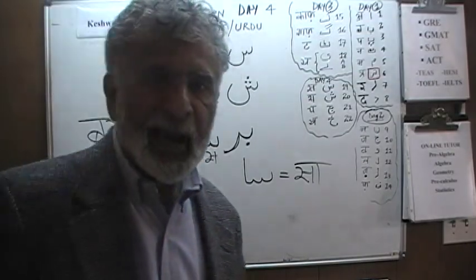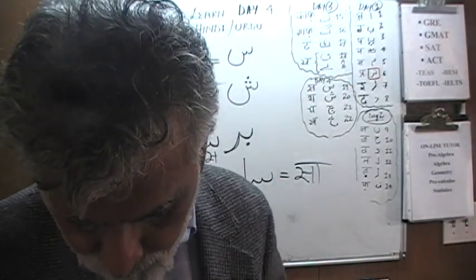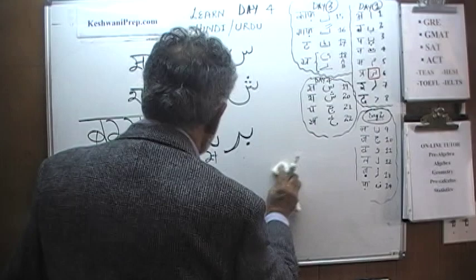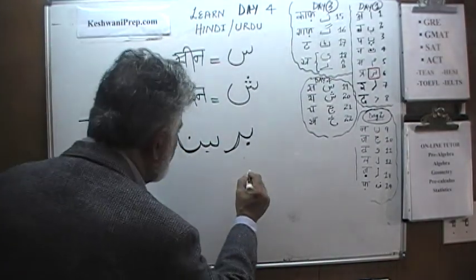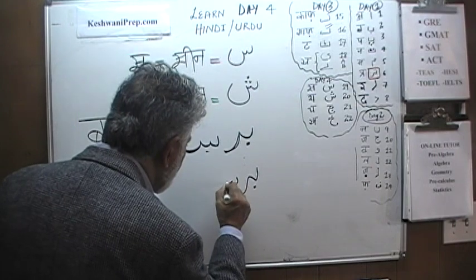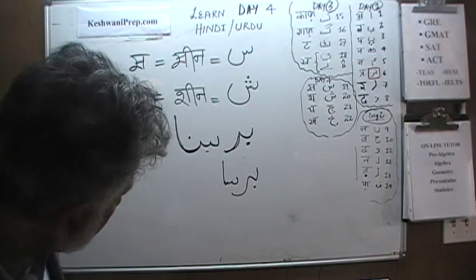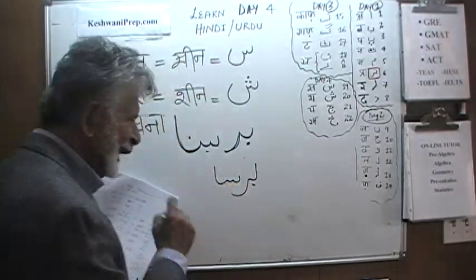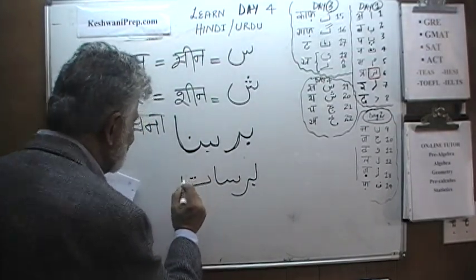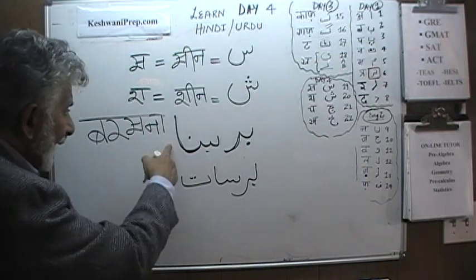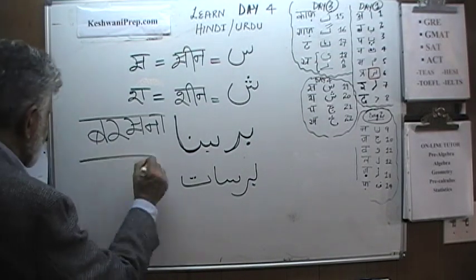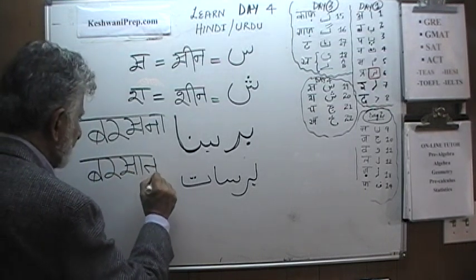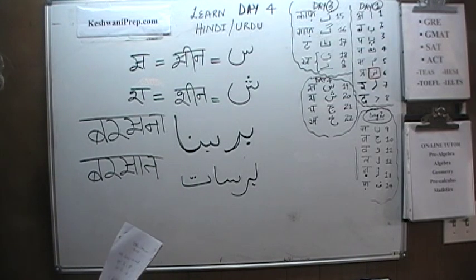Barasna, as in the act of raining. The rain itself is called barsat. Let me do it one more time. Bur sa ta. Barsat is rain, and barasna is the act of raining. Bur ra sa ta. Barsat. Rain. Barish.